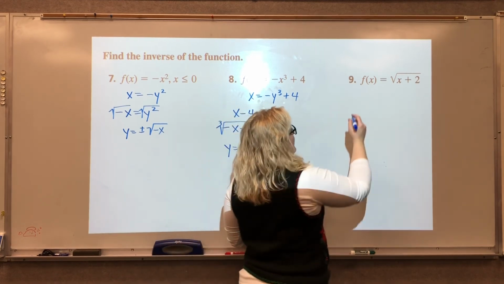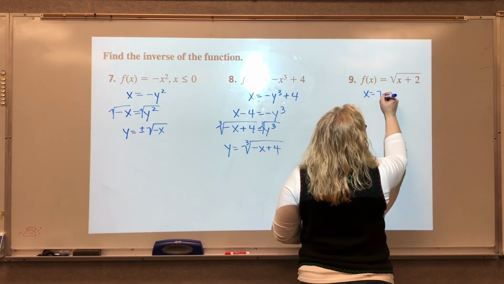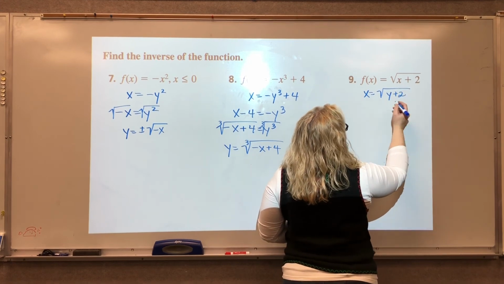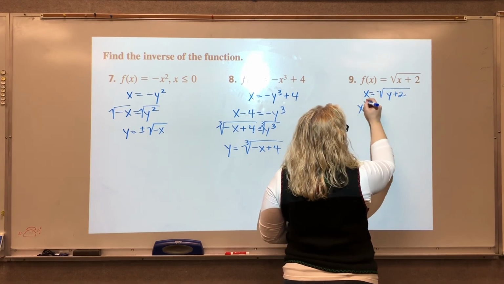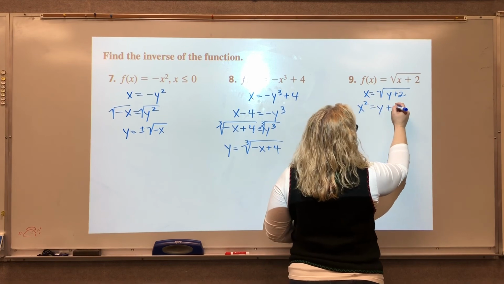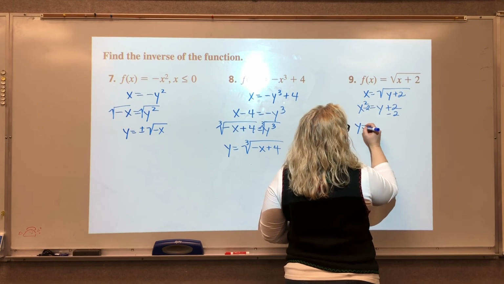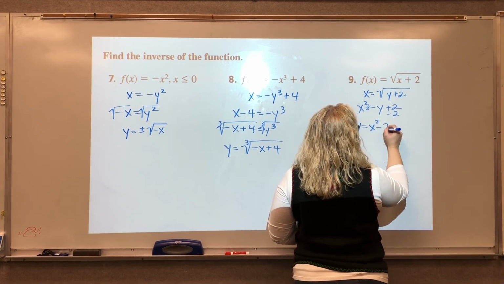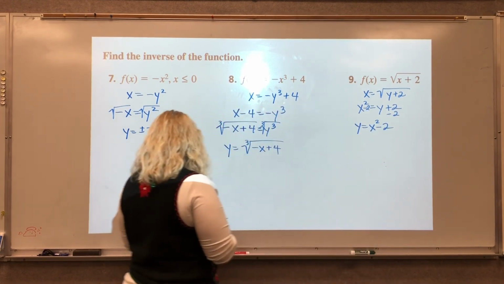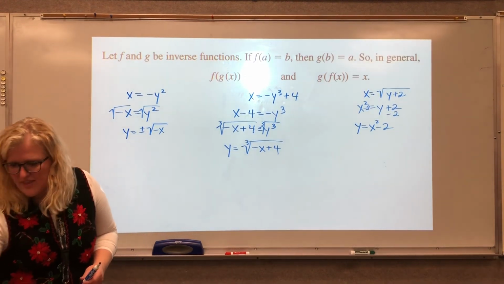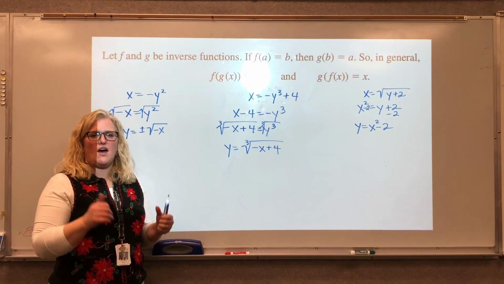And finally, x equals the square root of y plus 2. I square both sides. Okay, subtract 2 from both sides, and I get y equals x squared minus 2. All right, I have just a little bit more, I think, and so that will be on the next video.